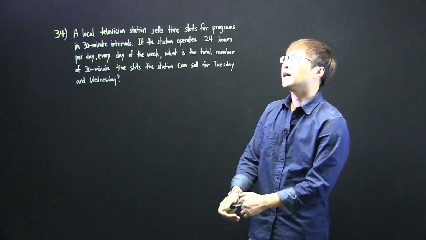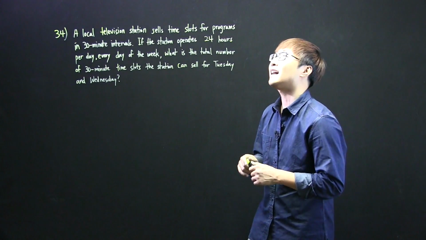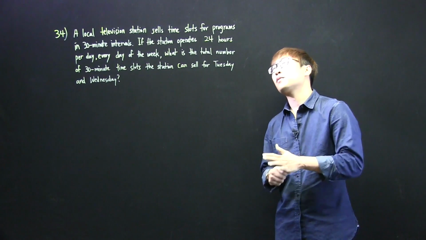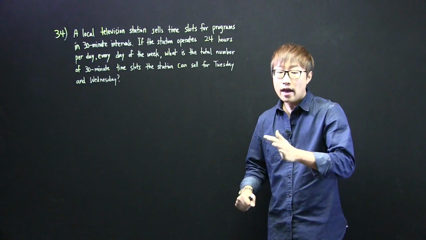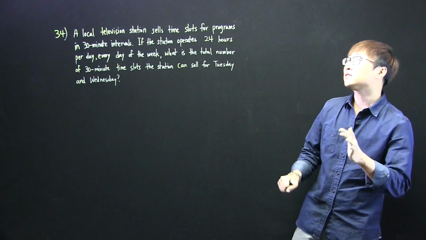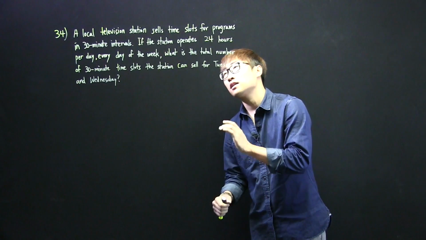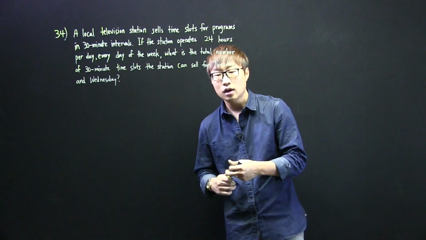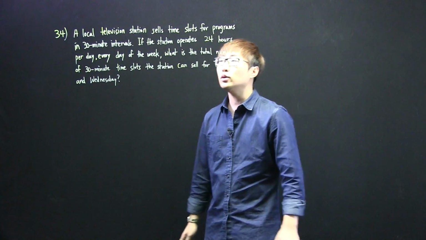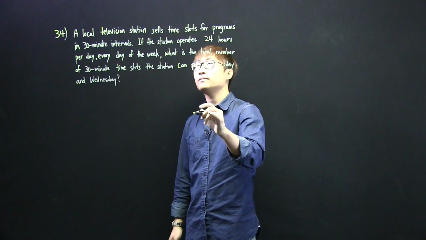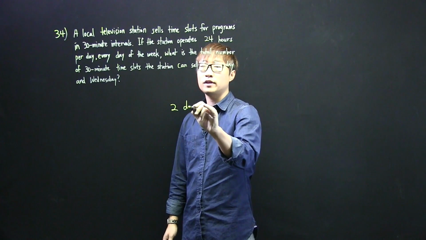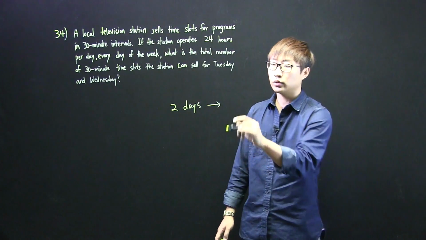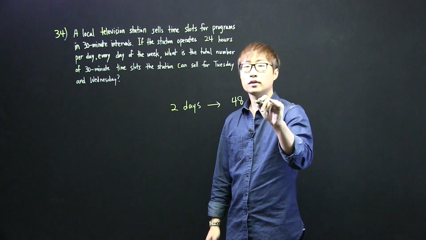Number 34. A local television station sells time slots for programs in 30-minute intervals. If the station operates 24 hours per day, every day of the week, what is the total number of 30-minute time slots the station can sell for Tuesday and Wednesday? So, really easy, right? Tuesday and Wednesday, we got 2 days worth of it. And every day is 24 hours, so 2 days must be 48 hours.